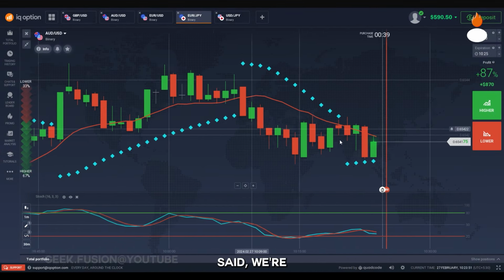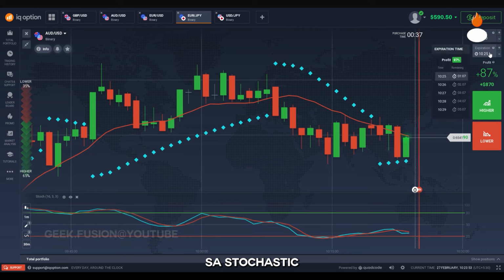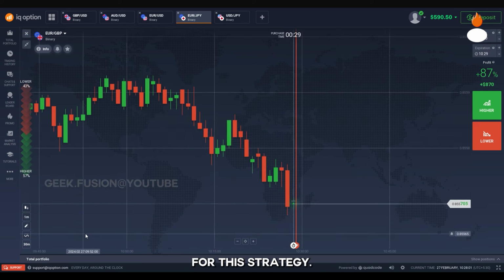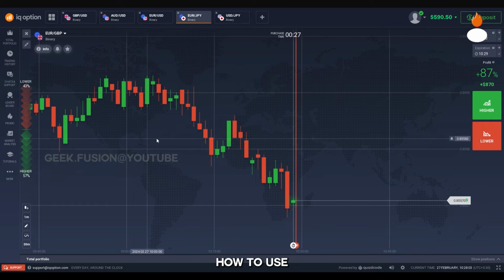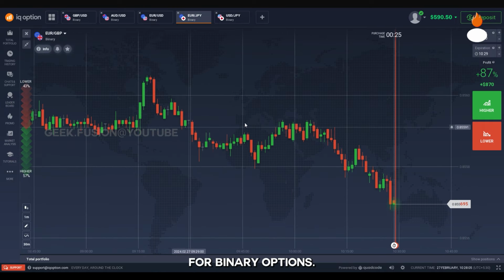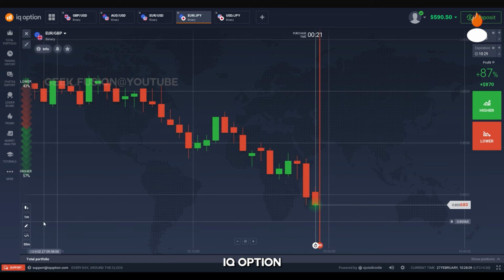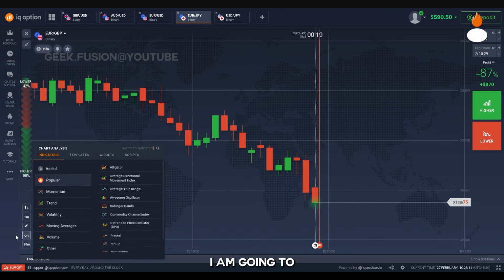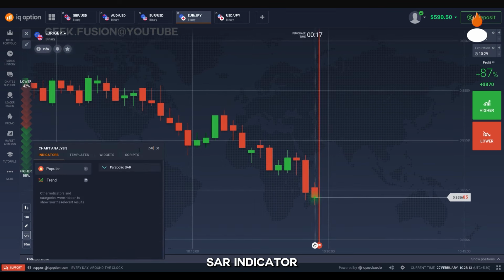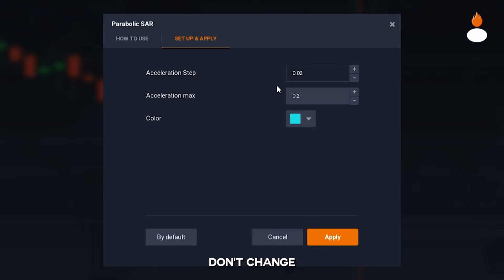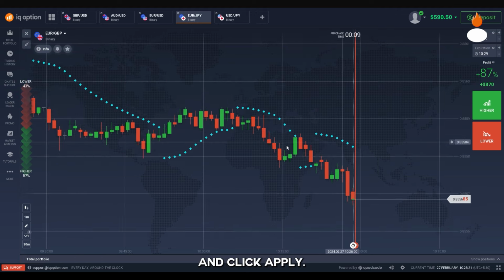As I previously said, we're using the parabolic SAR, stochastic oscillator, and moving average indicators for this strategy. Today, I will show you how to use these indicators correctly for binary options. So first, let's add our indicators to IQ option. First, I am going to add the parabolic SAR indicator to IQ option. In the indicator settings, don't change anything in the parabolic SAR. Leave all the settings and click Apply.